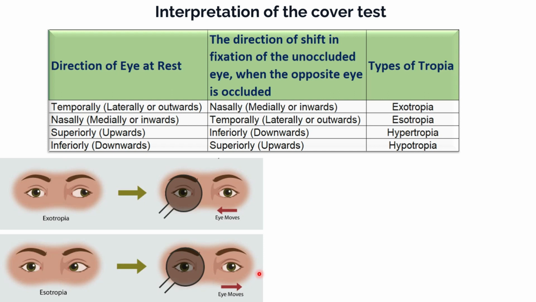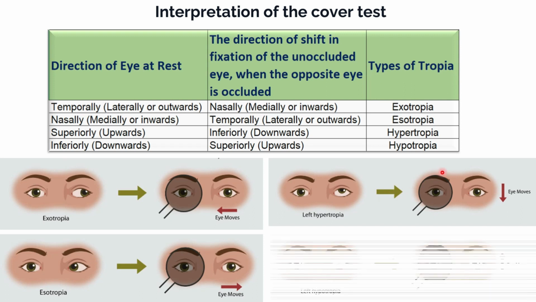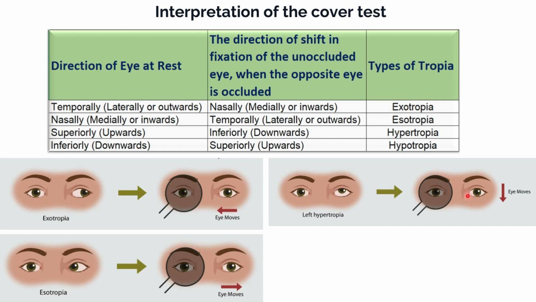Let's go with case number 3. In this patient, the right eye seems the fixating eye again. So, let's cover the right eye and check the movement of the left eye. When we cover the right eye, the left eye seems to move down. That means in the left eye, the patient is having hypertropia. Now, when we cover the left eye, there is no movement in the right eye. That means the right eye is in a normal state or the fixating eye.